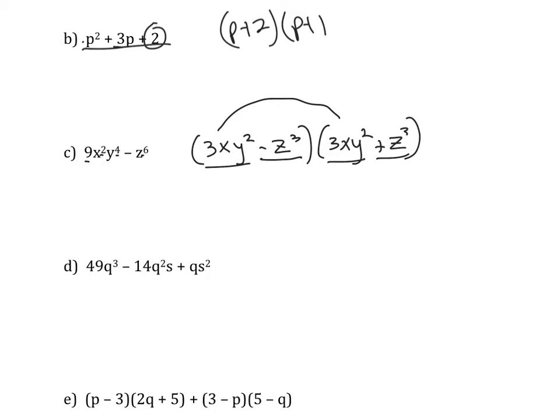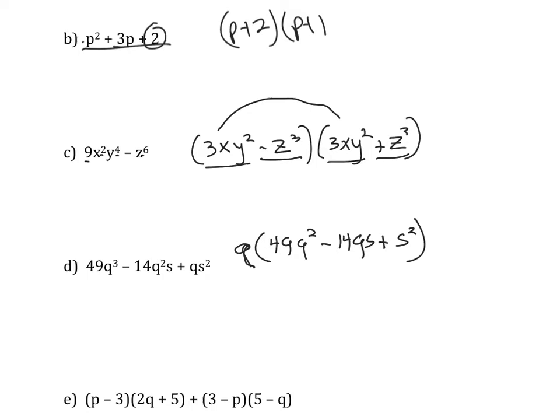Okay, next one here. This time we do have a common factor, which is q. So what we are left with then is 49q squared minus 14qs plus s squared. All right, let's see what we have here. 49q squared and s squared are both perfect squares. So this could be a perfect square trinomial if double the square root of 49q squared times the square root of s squared gives us that middle term.